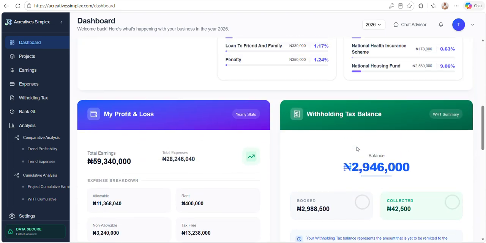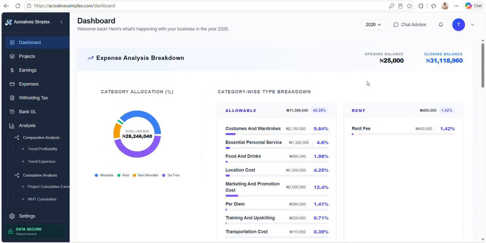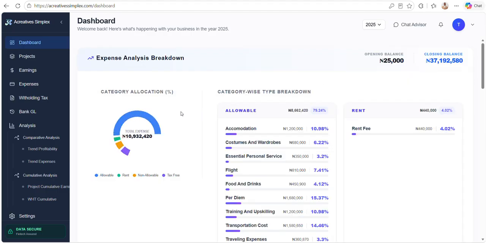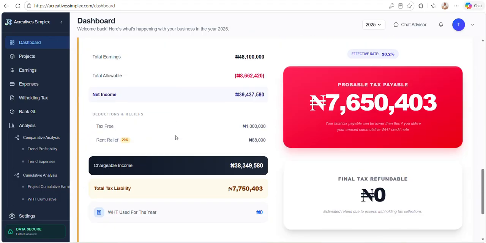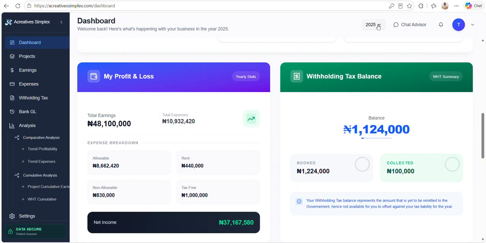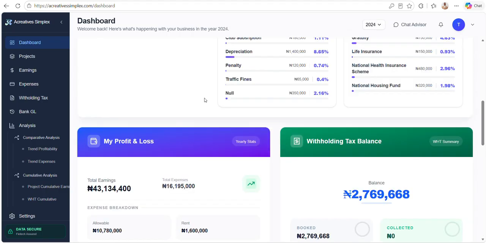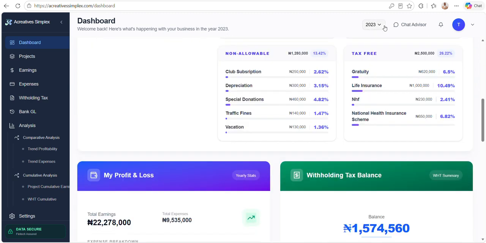So this is everything about the dashboard, but you need to know something. Don't forget that all of this that we said here is only applicable to year 2026. If you want to see the breakdown of 2025, you come here, click on this, then click on 2025. Now, you see the total expense that we spent in 2025 is this, and that is the breakdown. Our tax liability was 7 million and like that. If you want to check 2024, the same way. So that's how you can check for 2023 downward.